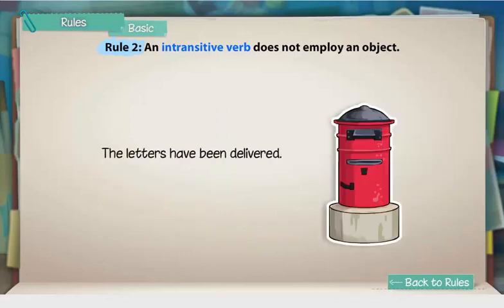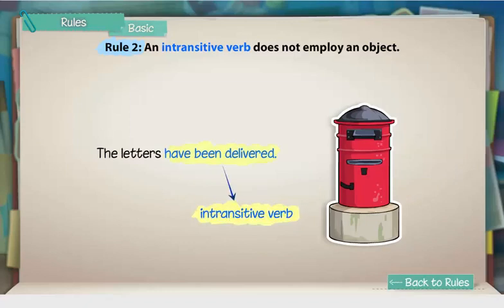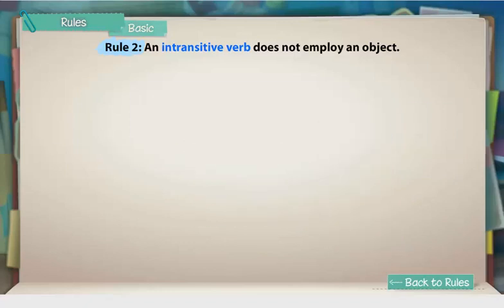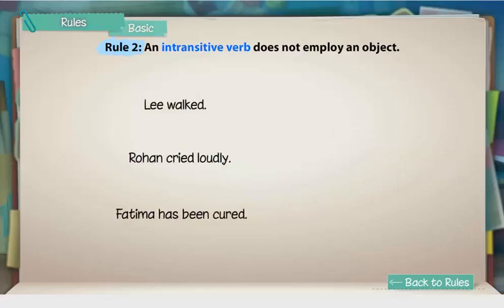Now let's look at this sentence. Here, letters do not perform any action, and thus the verb does not have any object. Such a verb is also an intransitive verb. Here are a few more examples of intransitive verbs.